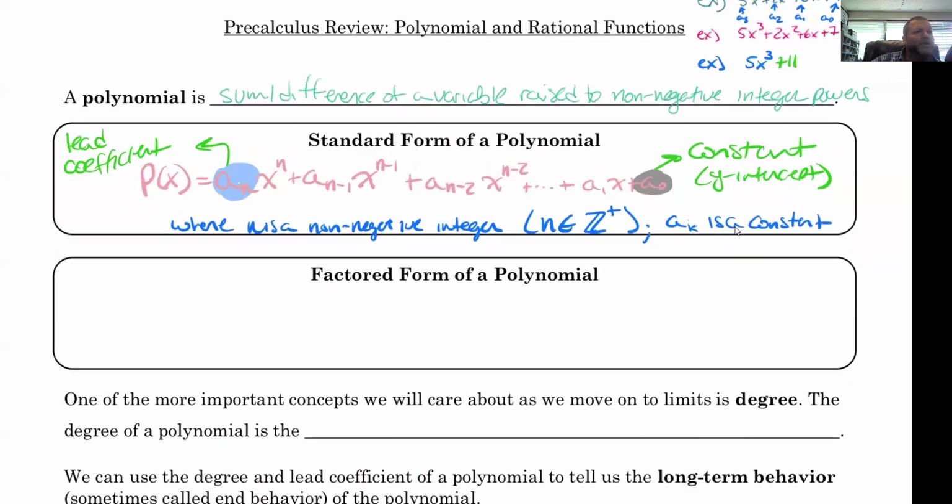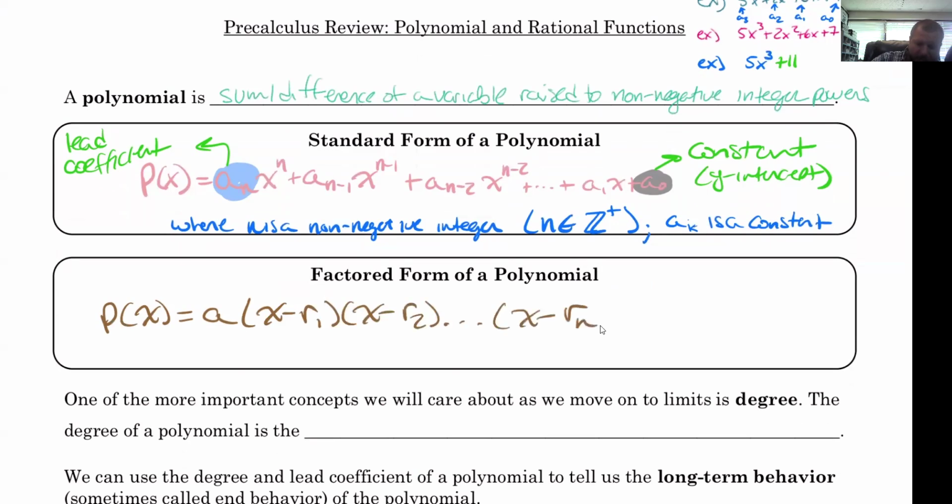Right, so we could also have factored form of a polynomial, right? Assuming that this thing factors nicely, we'll generally write factored form this way. We'll have some number that we can pull out of everything if we want. We'll have x minus r1, x minus r2, dot, dot, dot, x minus rn. And these r's can repeat.